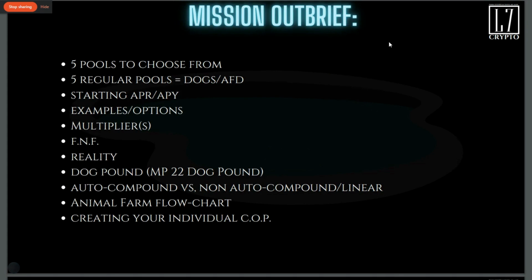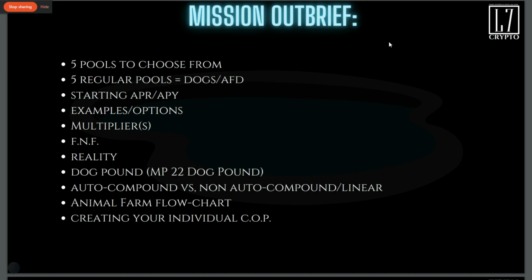Out brief. We discussed the different pools we had to choose from. Now the pools only earn dogs. So all you can earn is the dog tokens. You can't earn any pigs through it. We looked at an example of the APRs that we had in the beginning. And like I said, you're going to have to just monitor them according to whichever pool that you're in.